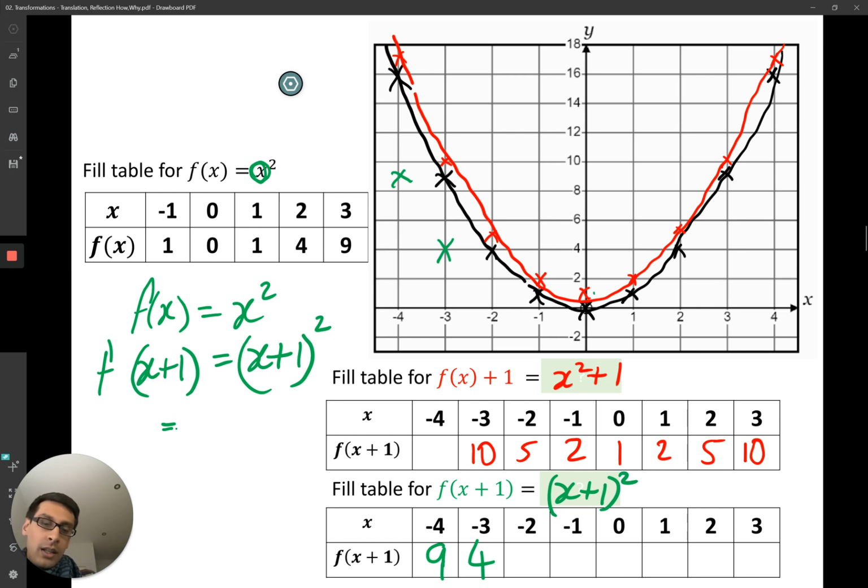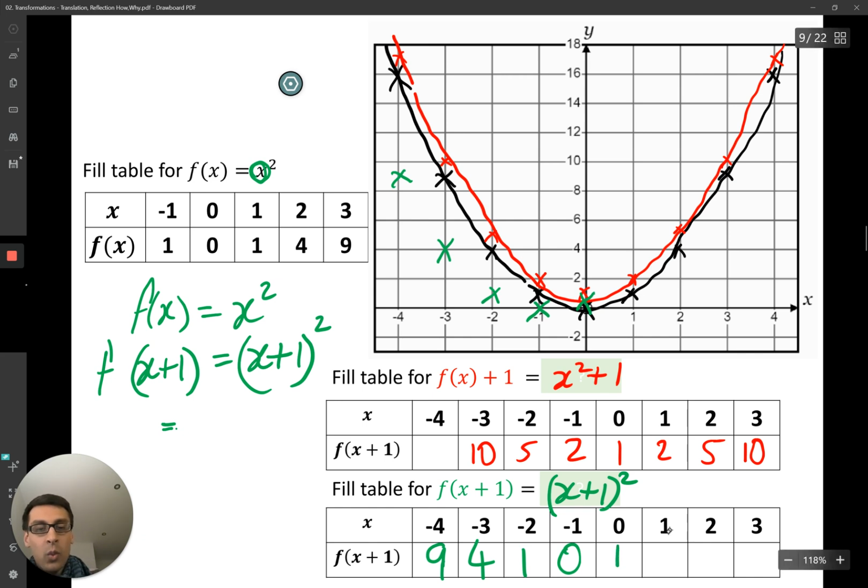Then we can see negative 2 plus 1 is negative 1. Negative 1 squared is 1. Then we have negative 1 plus 1 is 0. 0 squared is 0. And so you get 0 here. So that's interesting. So that black curve goes to 0 on the origin, while this green curve goes to 0 on negative 1. 0 plus 1 is 1. 1 squared is 1. So that's going to be the same point as the red graph.